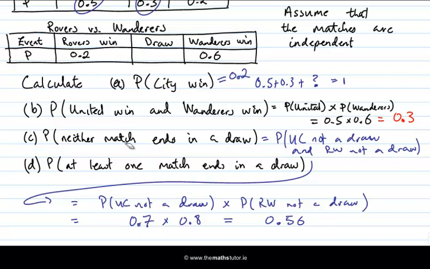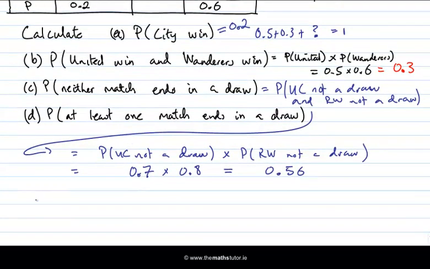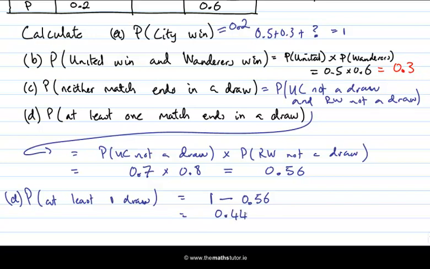So what that means is that there's a nice relationship between the probabilities. The probability of at least one draw is going to be 1 minus the probability of neither match ending in a draw, and we just worked that out to be 0.56. So for part D, this is part D here, we get 1 minus 0.56, and that's 0.44. So the probability that at least one of the matches ends in a draw is 0.44.